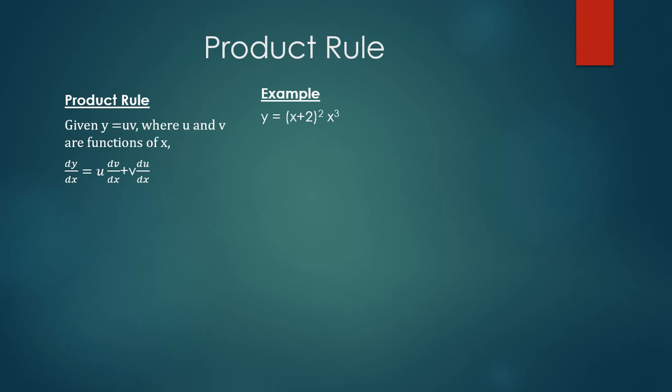So we want to differentiate (x plus 2) squared times x cubed. So the first thing we do is identify our u and our v. So u is equal to (x plus 2) squared and v is equal to x cubed. So the first one is u, the second one is v. Remember, we need du by dx and dv by dx, the derivative of both. So du by dx is 2 times (x plus 2) and dv by dx is 3x squared.